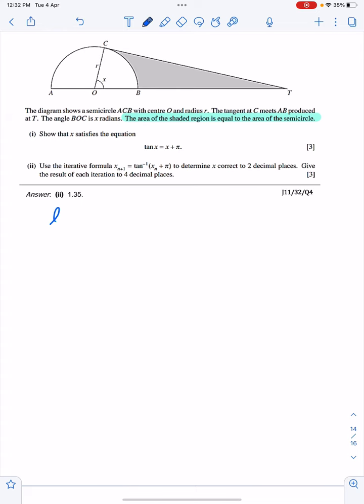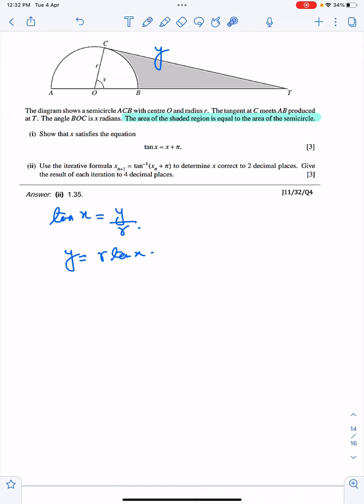So I'm writing tan of x equals, I'm calling this y, upon r. So I make y the subject and put it in the other equation. y equals r tan of x.